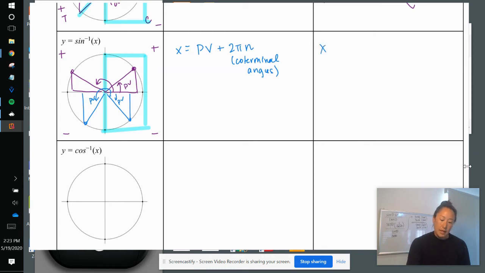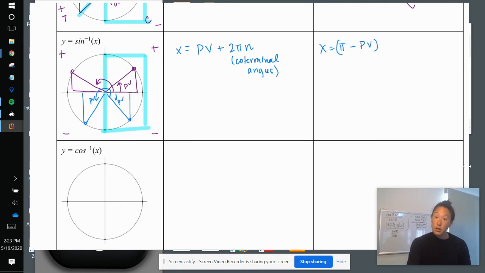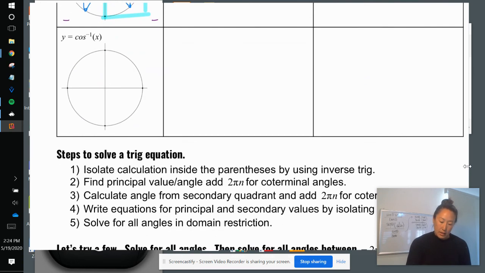Okay. For the secondary equation, so either from the second or the third quadrant, we use the same equation. It's going to be pi, so 180, minus the principal value. Okay, that'll give you your secondary equation plus 2 pi n. Or if you're in degrees, 180 degrees minus the principal value plus 180 degrees n. Again, the part in yellow takes care of the coterminal angles. So all of this takes care of coterminal angles. Okay? All right, next up, cosine.